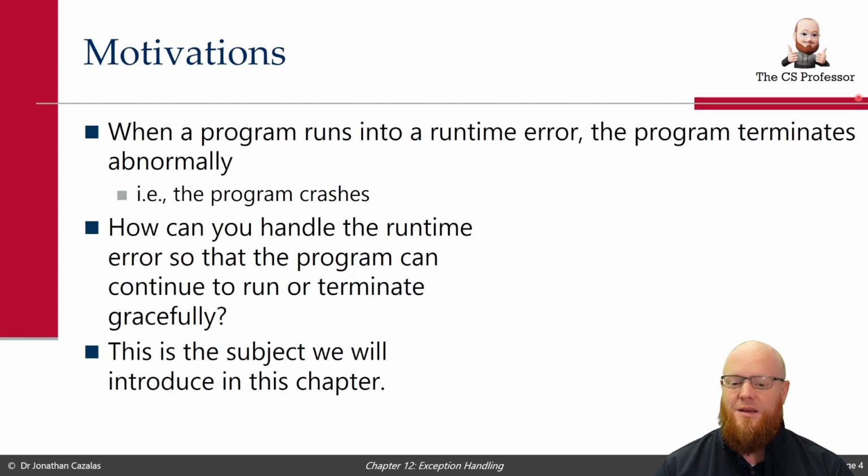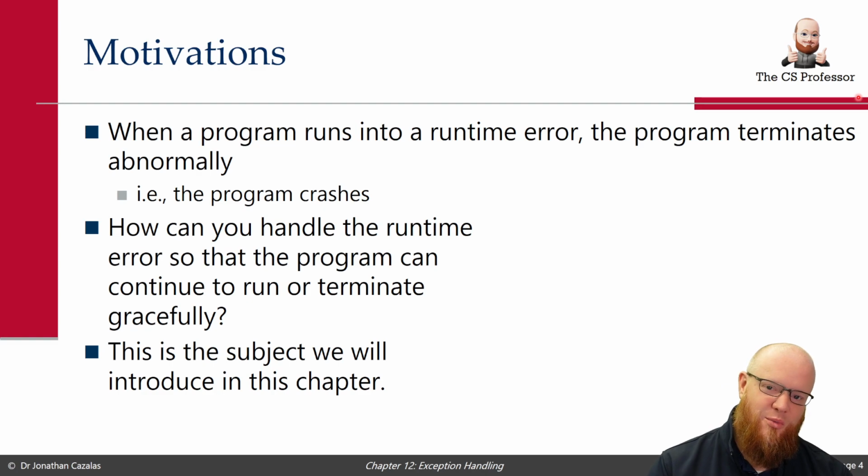We've dealt with that. When a program runs and then ultimately faces what is called a runtime error, an error that actually occurs when you're running the program, what happens? The program terminates abnormally. It crashes, is what we know it, right? The program crashes. So the question that we're going to ask ourselves in this chapter is, how can we avoid this abnormal termination? How can we handle that error so that the program can either continue or can terminate more gracefully? This is what we're going to cover.